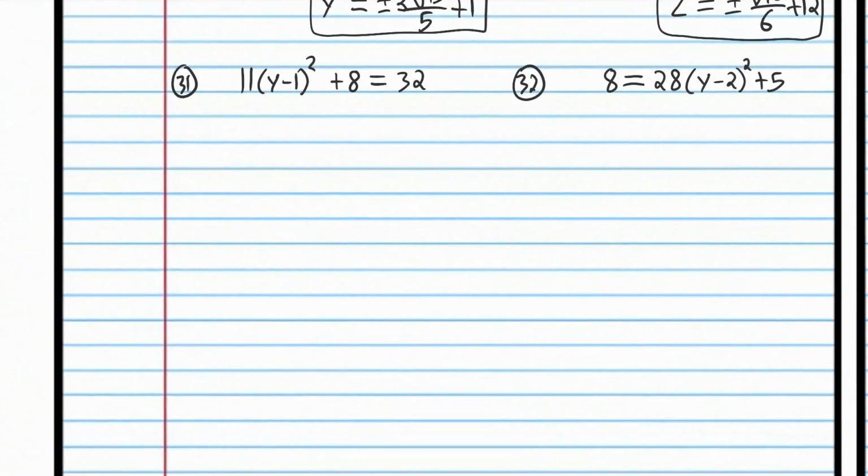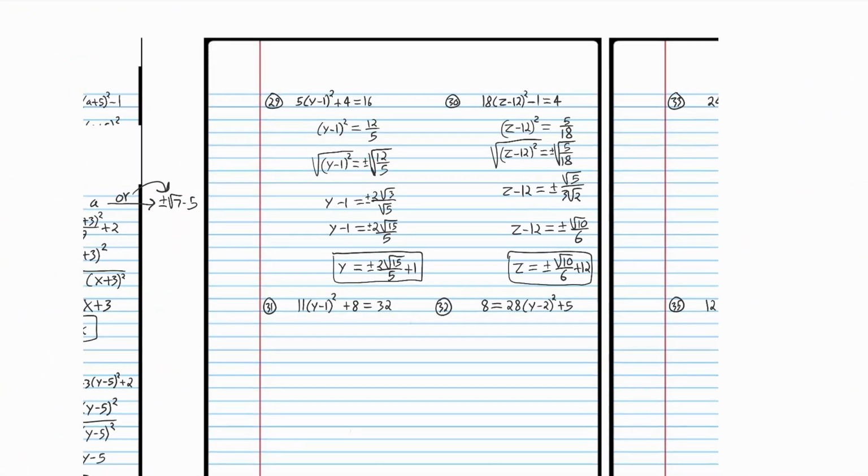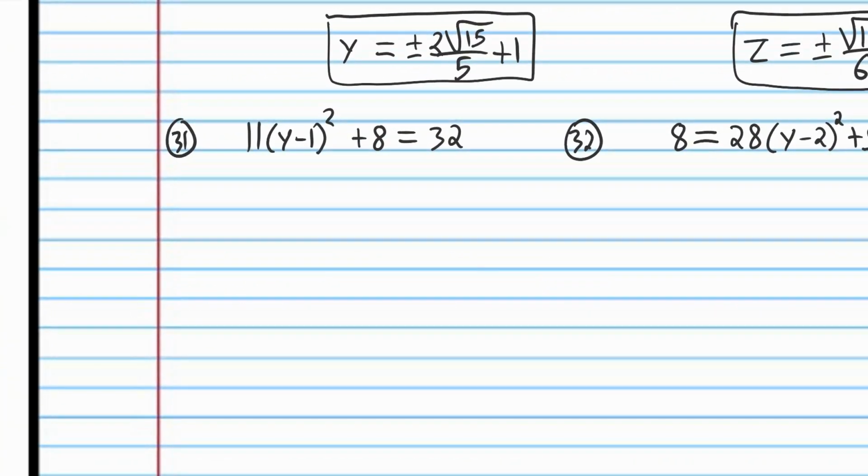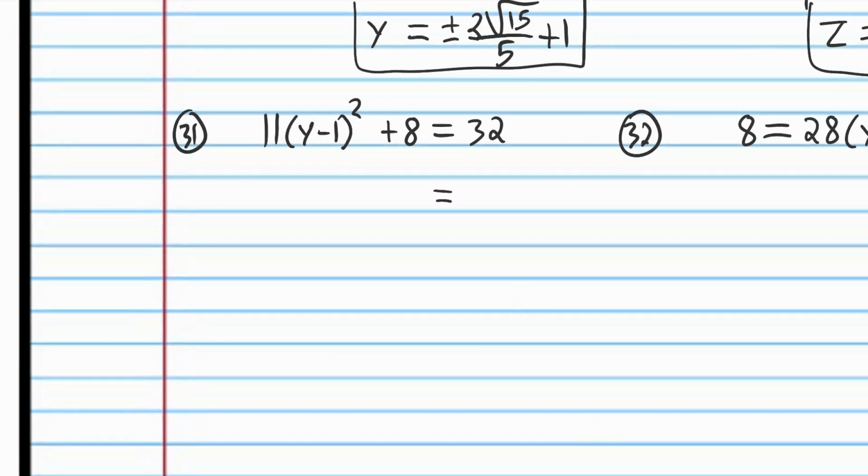All right, let's see here. I think this problem is going to be pretty much the same situation. So why don't you go ahead and try number 31, and when you come back, we'll do it together. All right, we're back. 32 minus 8 is going to be 24, and then 24 divided by 11 would just be 24 over 11. And then I'm going to square root both sides.